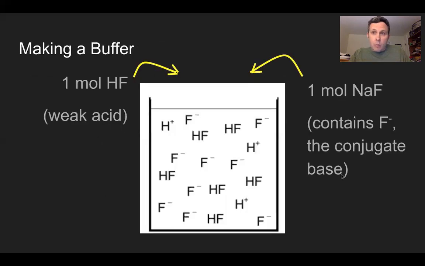So let's look at one buffer. So here is a beaker, and I've added a mole of hydrofluoric acid, which is a weak acid, and I've added a mole of sodium fluoride, which is the conjugate base. The conjugate base of HF is F minus, and adding NaF effectively adds F minus. The Na just kind of goes into the water, doesn't really do anything. So this is a buffer solution.